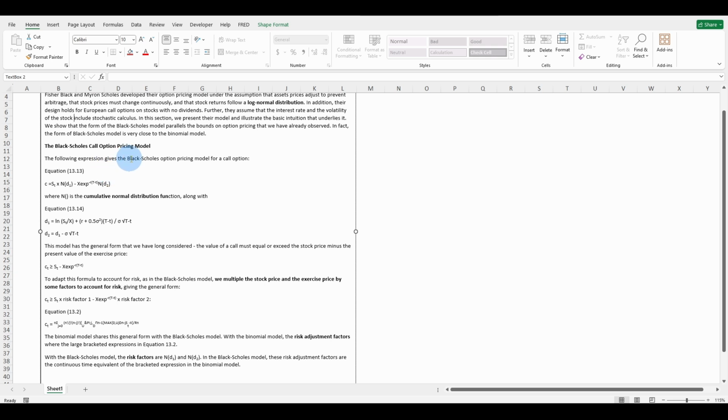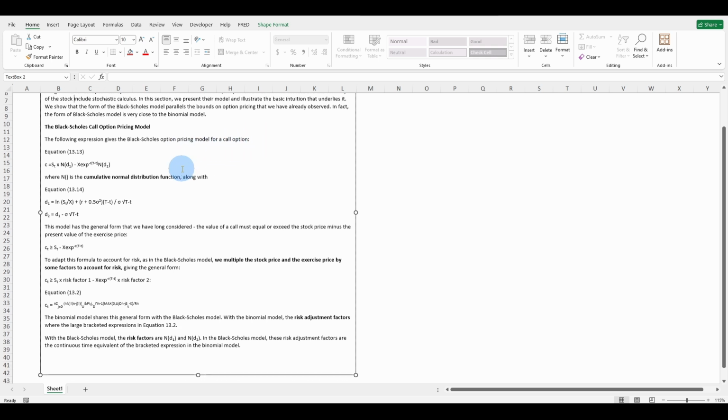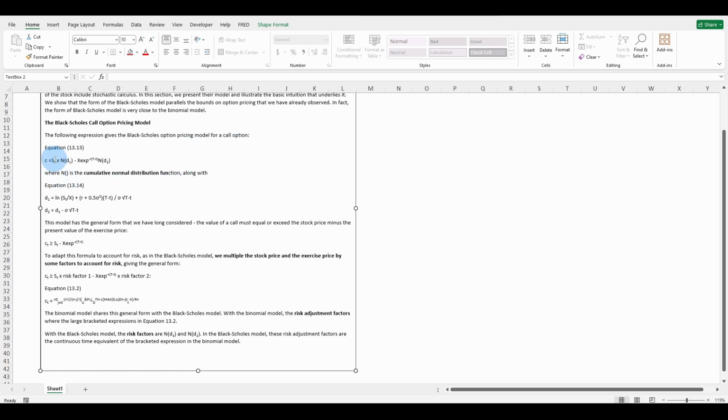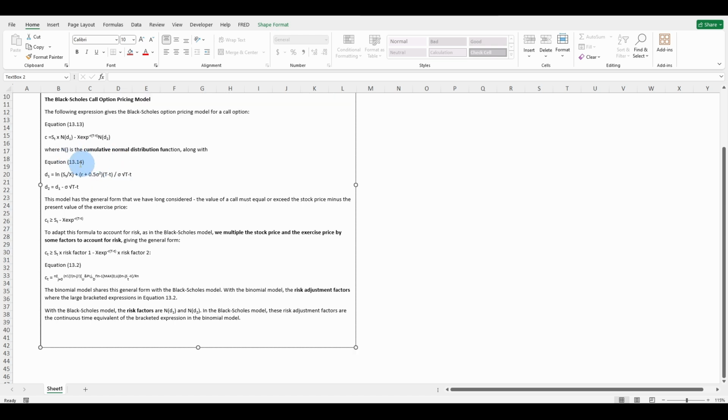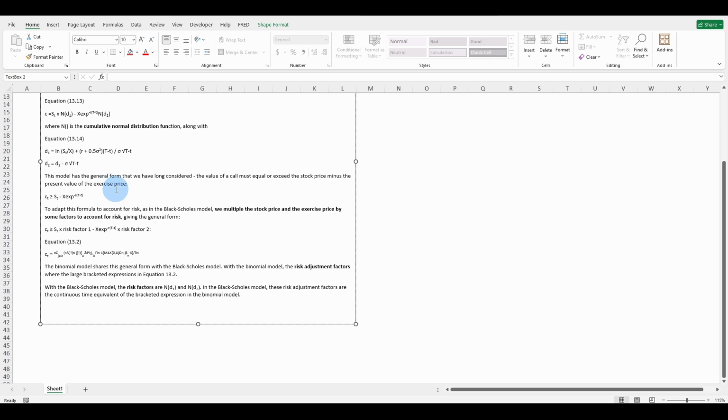The Black-Scholes call option pricing model: the following expression gives the Black-Scholes option pricing model for a call option, which is the call price equal to the stock price times N(d1), minus the strike X times e to the minus rT, times N(d2), where N is the cumulative normal distribution function, along with equations 13 and 14, where d1 is equal to the log of the stock price over the strike, and so on. This is pretty heavy stuff. We'll break it down as we move forward. So you have d1 and d2. These are the two drivers. This is going to determine a call price.